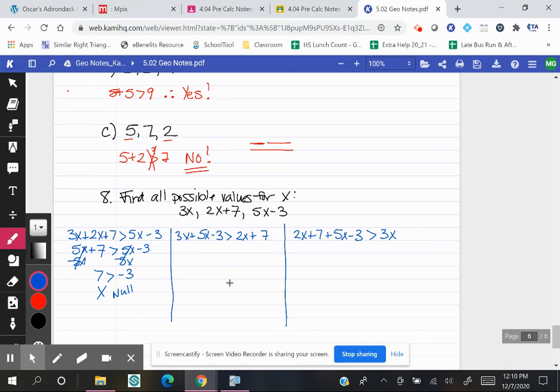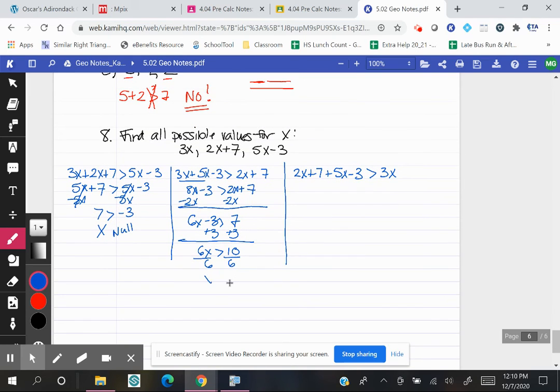All right, over here, I'm going to combine my like terms. I get 8x minus 3 is greater than 2x plus 7. Subtract my 2x. So I have 6x minus 3 is greater than 7. And then add 3. So I get 6x is greater than 10. Divide both sides by 6. And x is greater than 5 over 3.